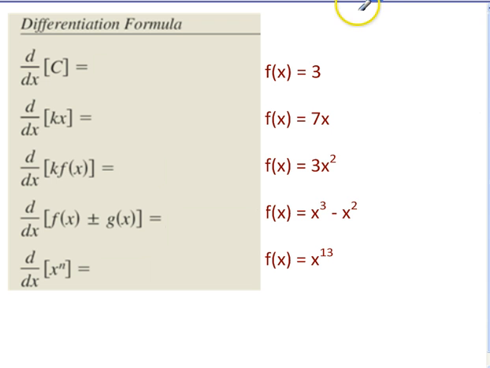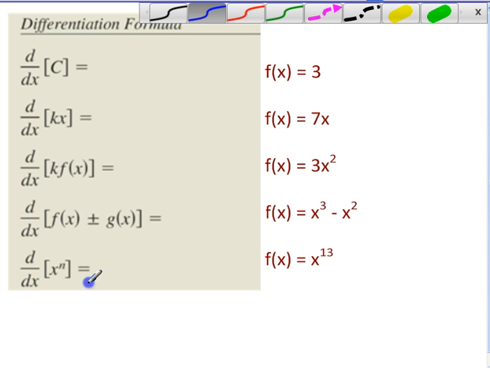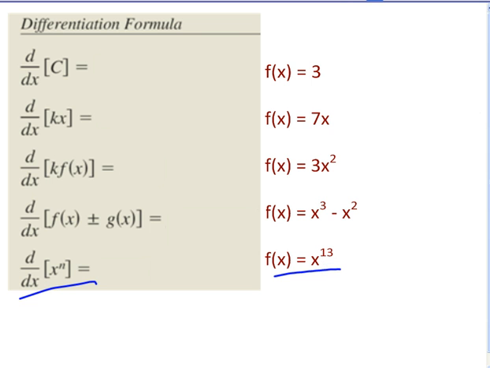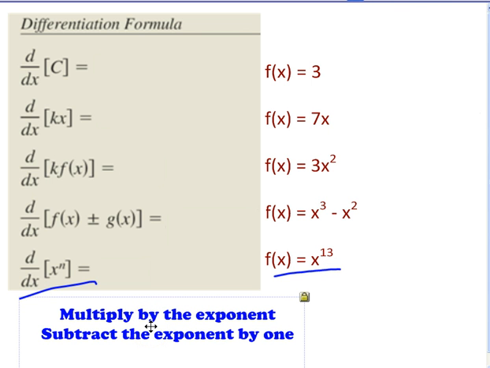On the left I have some of the generic stuff, and on the right I have some examples. But we're going to go through some of them really quickly, and we're going to start with the very bottom. We're going to look down here at the power rule. Here's what you need to remember about your power rule. We multiply by the exponent and we subtract the exponent by 1. So in our example over here, we got 13x to the 12th. And our generic is bring the n in front and subtract the exponent by 1.